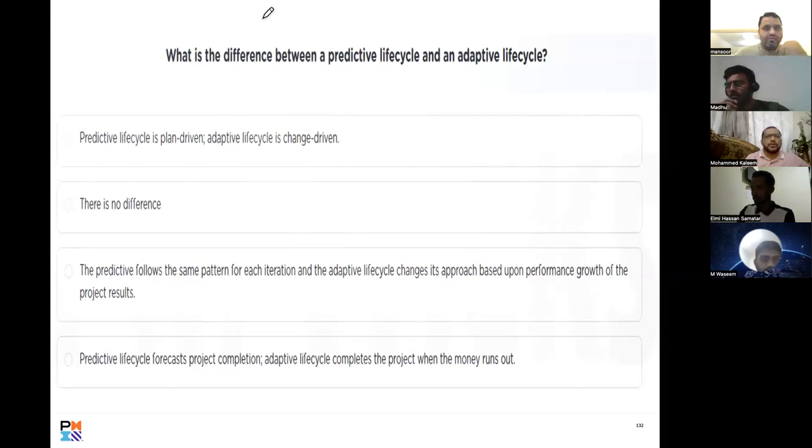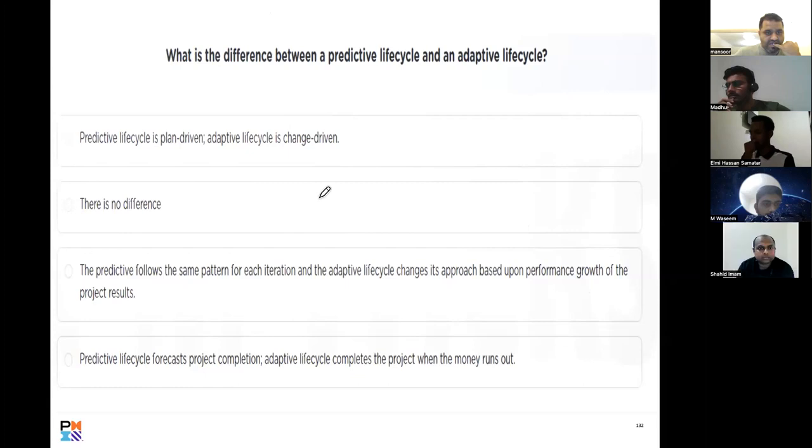So we'll go for the elimination. There is no difference. No, there is a difference. So this goes out; there is no difference should be crossed out. Then we have predictive life cycle is plan driven. Adaptive life cycle is change driven. Yes, this can be right.